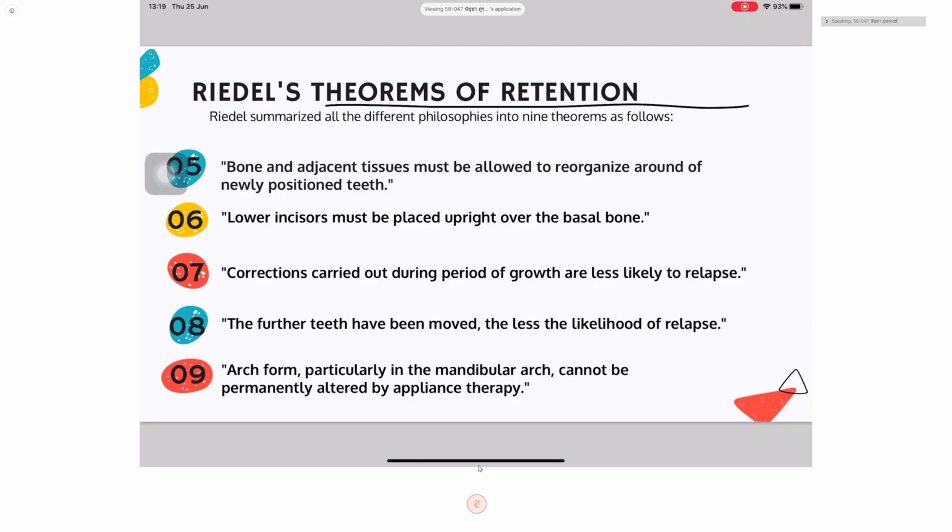Arch length will decrease throughout life, primarily before the age of 30 years. This generally manifests as uprighting of incisors, increasing the inter-incisor angle, crowding and displacement of anterior teeth, and a recurrence of rotation.